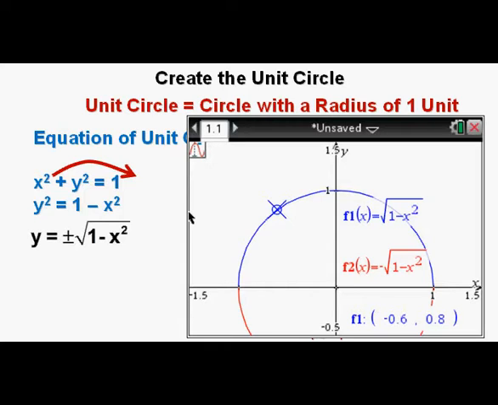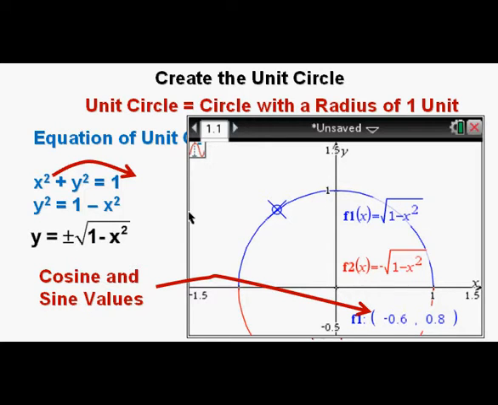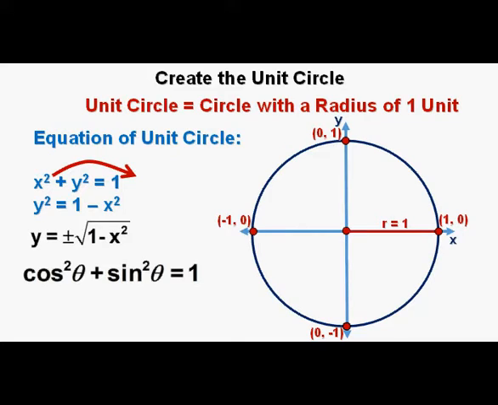We get at this point an x or cosine value of negative 0.6 and a y or sine value of 0.8. As one last bit of information, I will rewrite the x squared plus y squared equals 1 equation as cosine squared theta plus sine squared theta equals 1. This version of the unit circle equation is called the Pythagorean Identity.